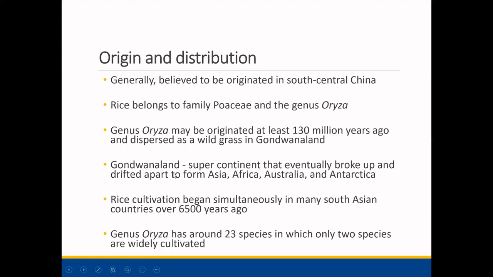Up to now we have been talking about the history of the genus. When we go to the species, there are 2 cultivated species, and we will look at how these 2 cultivated species evolved.